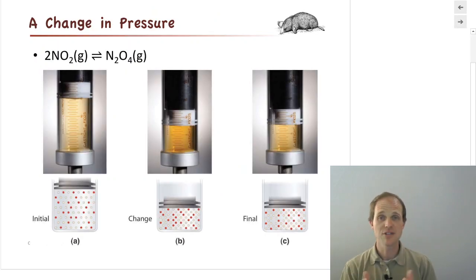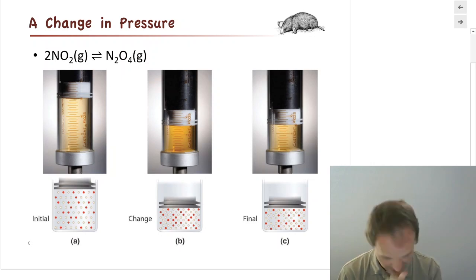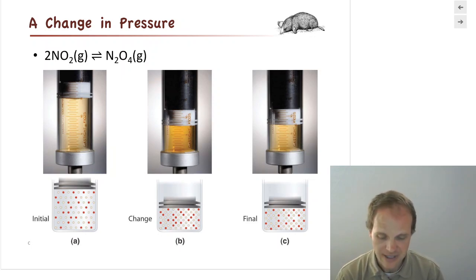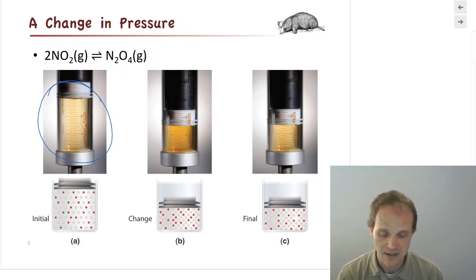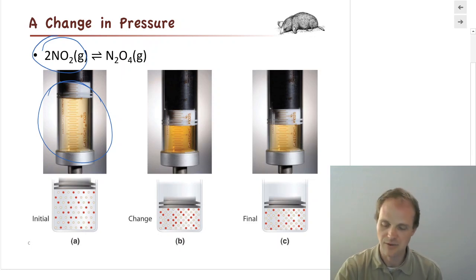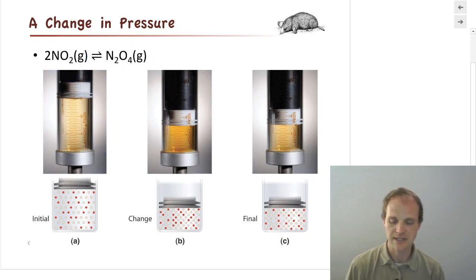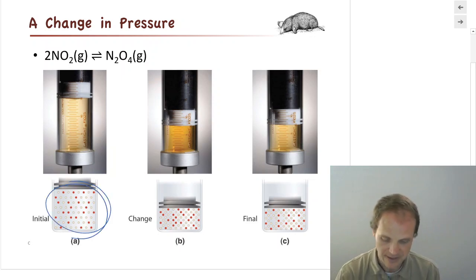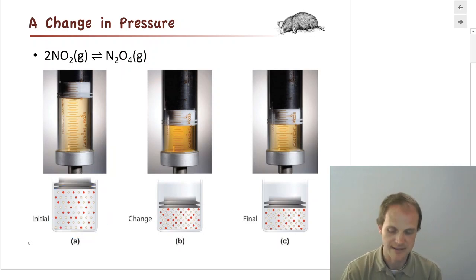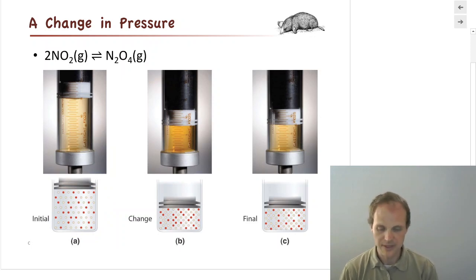What about if we change the pressure of a system? So here we have NO2 and N2O4, and we start off with a little syringe, and it's got both of those in it. There's an equilibrium, there's NO2 and there's N2O4. You can see you've got the little filled in red dots and the light dots, and that's the combination, right? That's both things present. So what we're going to do is suddenly push that plunger down.